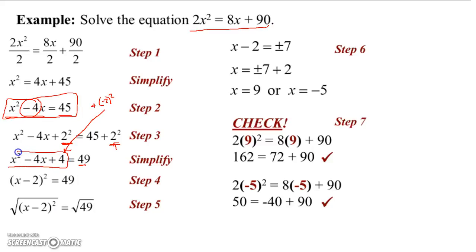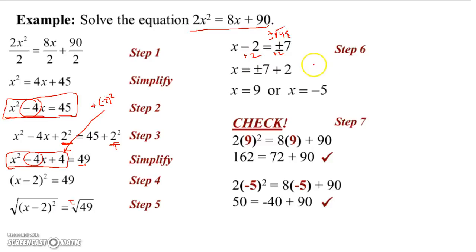Now this is a perfect square trinomial, which is the same thing as half of this b: x minus 2 squared equals 49. And now we just learned how to solve this equation. You take the square root of both sides. This would be plus or minus. And you end up with x minus 2 equals plus or minus the square root of 49, which is plus or minus 7. And then all you do is add 2 to both sides.